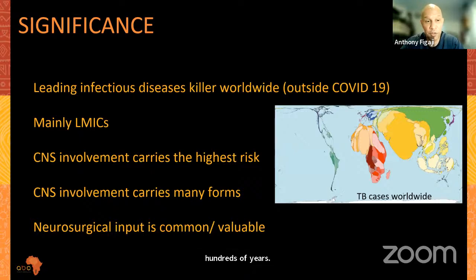As you know, of course, the main burden of the disease, like with many of the infections, is in low and middle income countries. Most of the involvement, of course, is pulmonary, but when the brain gets involved, it obviously carries the highest risk, so it still has the highest mortality.